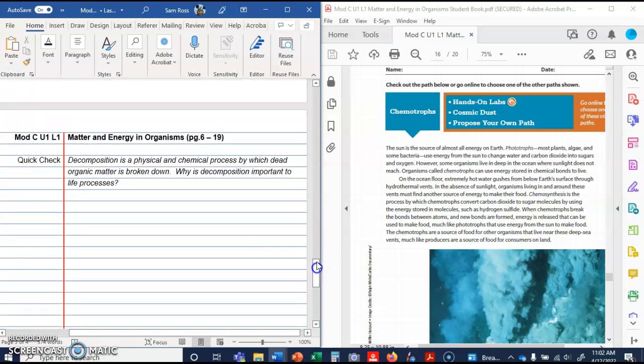And then the last question we have, decomposition is a physical and chemical process by which dead organic matter is broken down. Why is decomposition important to life processes? It returns carbon and nutrients to the environment. Decomposition returns carbon and nutrients to the environment.